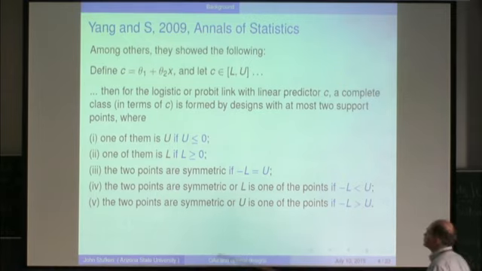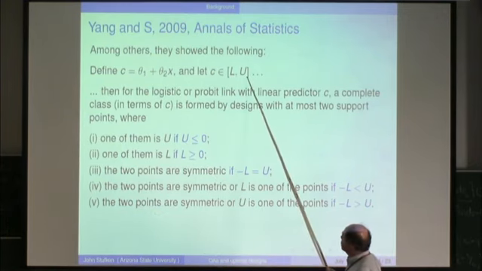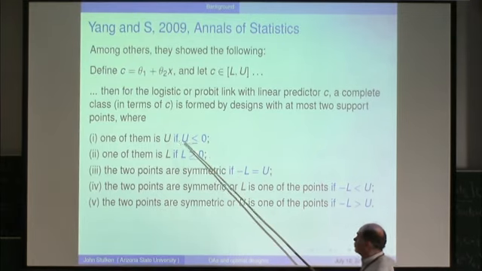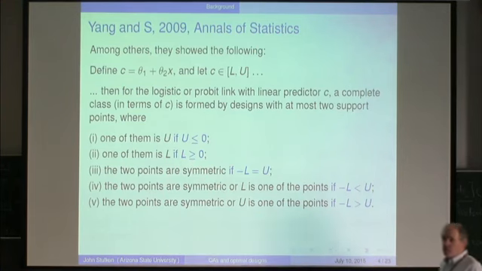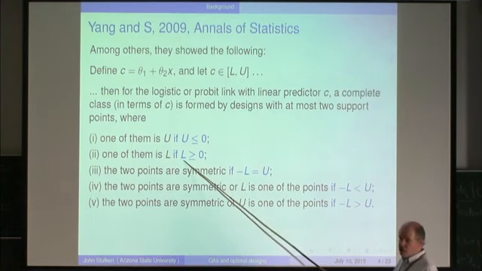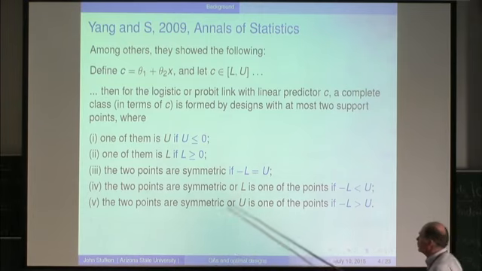So if the upper endpoint of this interval is less than or equal to 0, then you know that one of the 2 design points you can take as this upper point, U. If the lower point of this interval is positive, then one of the design points you can take as L. So there's only a second design point plus the corresponding weights that are the unknowns.